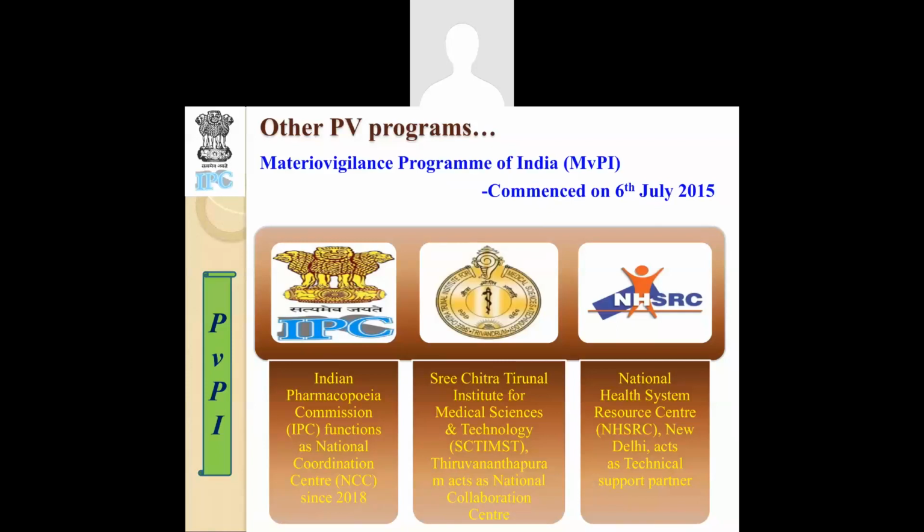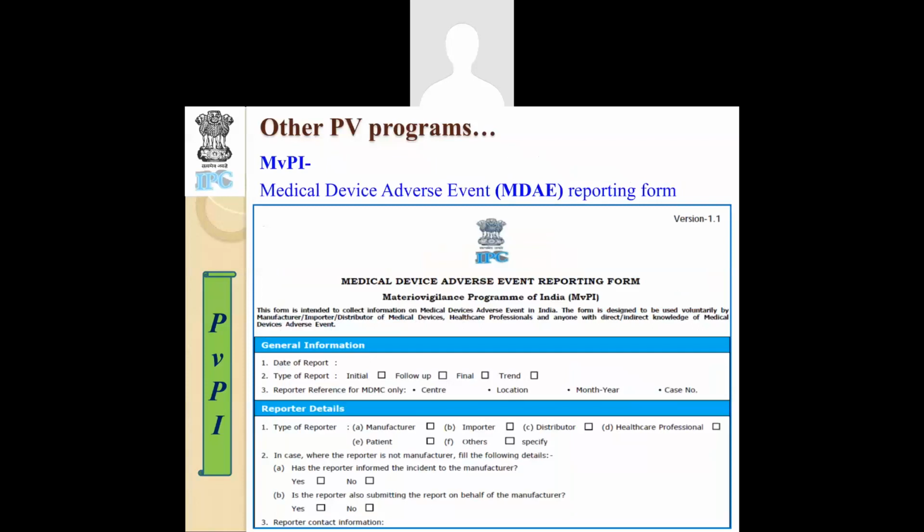This is the medical device adverse event reporting form. The MDAE reporting form can be used. It is about 5 pages, but I have shown you only the first page here. It is available as an editable PDF format. So if you come across any medical device induced adverse events, you can use this form and report it to the PVPI program.